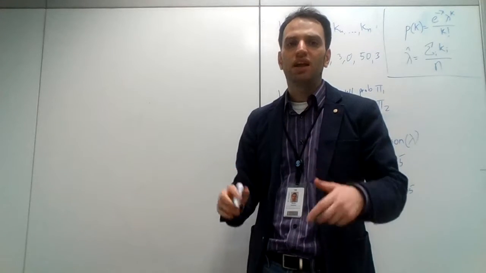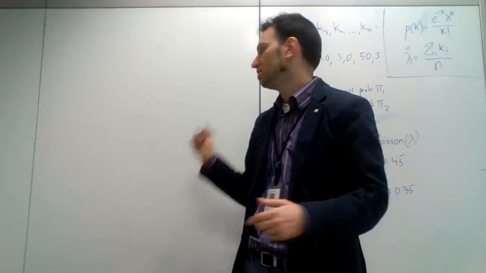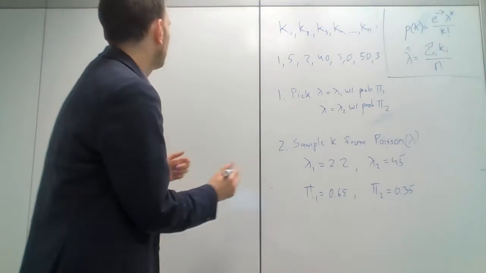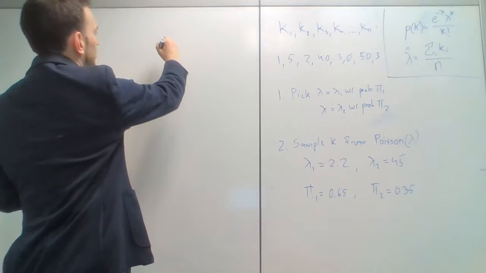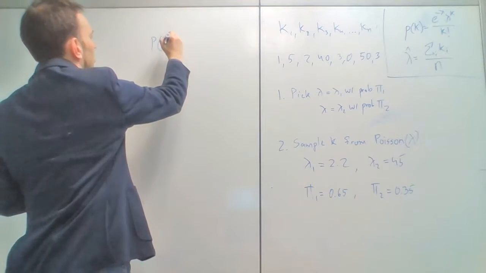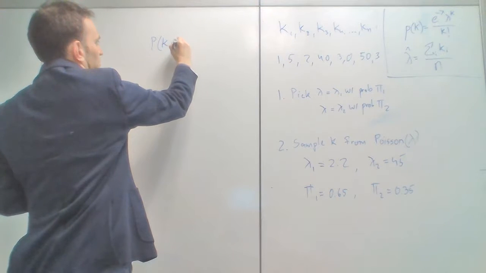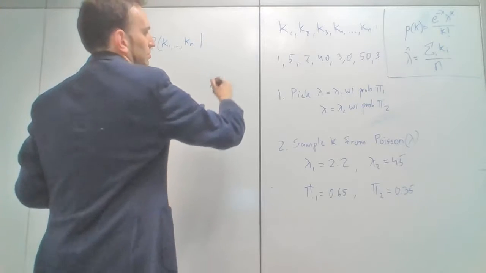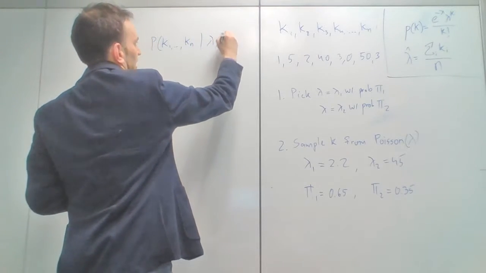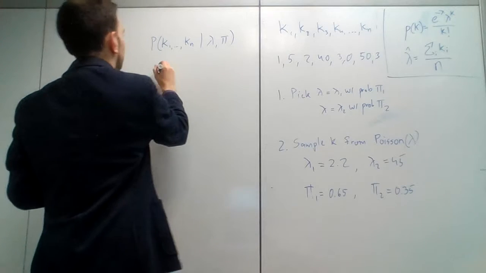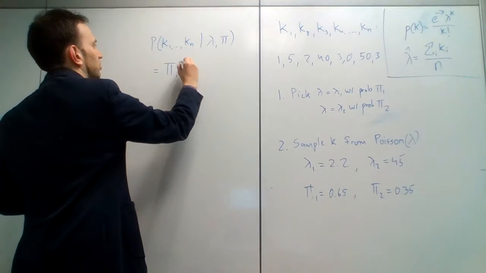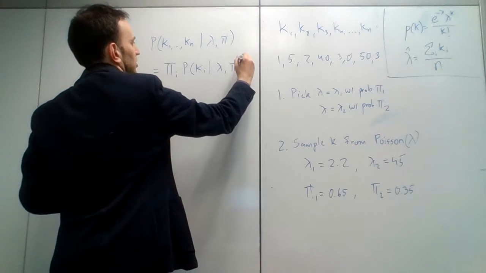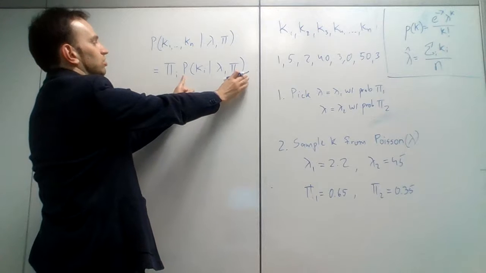So let's now write down the probability of the data under this model. This is the answer to 6A. What's the probability of the model? Well, the probability is just the probability of k1 through kn given lambda and pi. And this is equal to the product of p of ki given lambda and pi. So now we can concentrate on computing this.